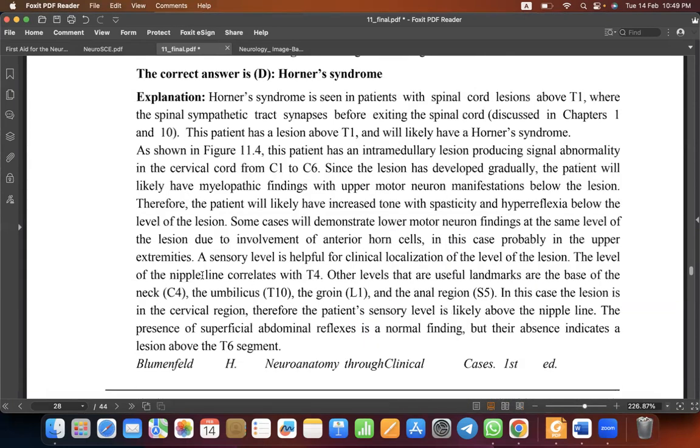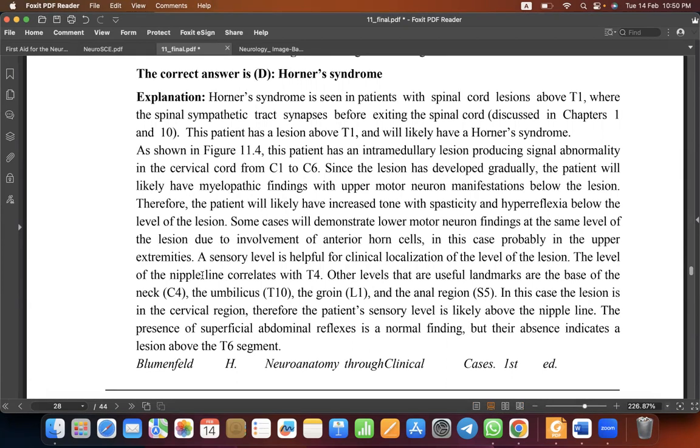So Horner syndrome. Typically, you should remember, Horner syndrome is particularly present in a spinal cord lesion above T1. Okay. Sometimes the spinothalamic tract synapses before exiting the spinal cord as well. This is the upper cord lesion, particularly involving C1 downwards. So one thing we should remember, in an upper spinal cord lesion, particularly above T1, there could be associated Horner syndrome.